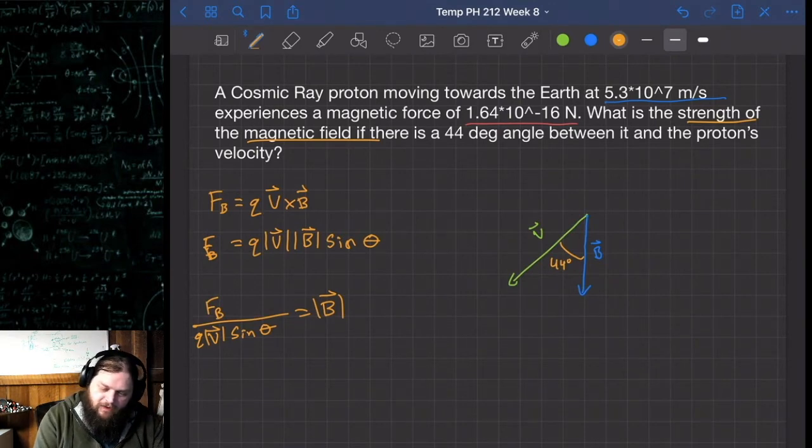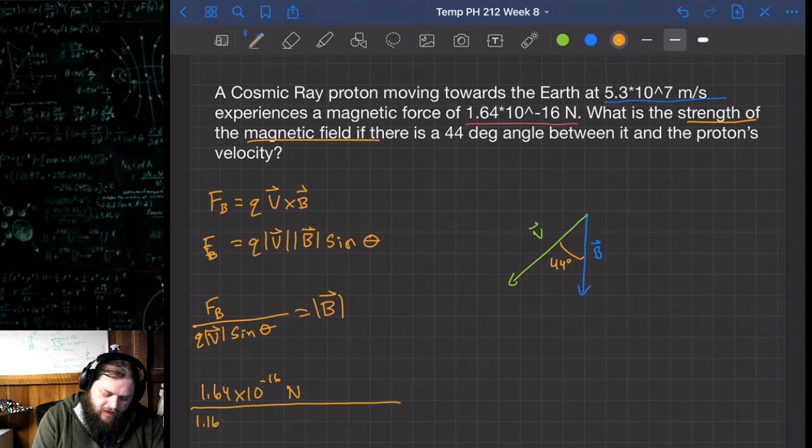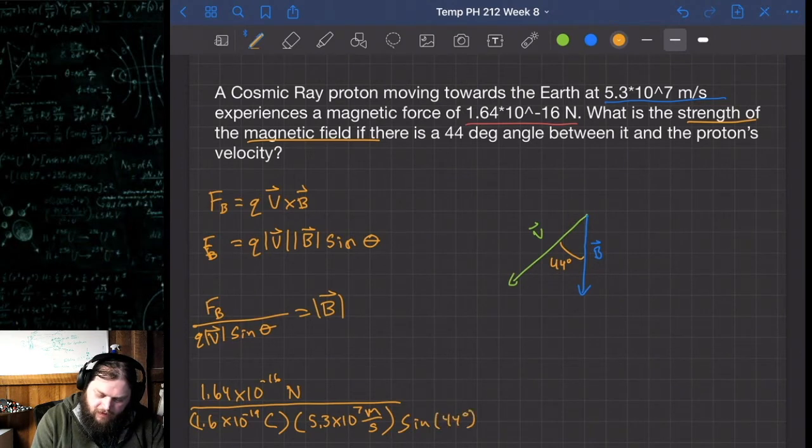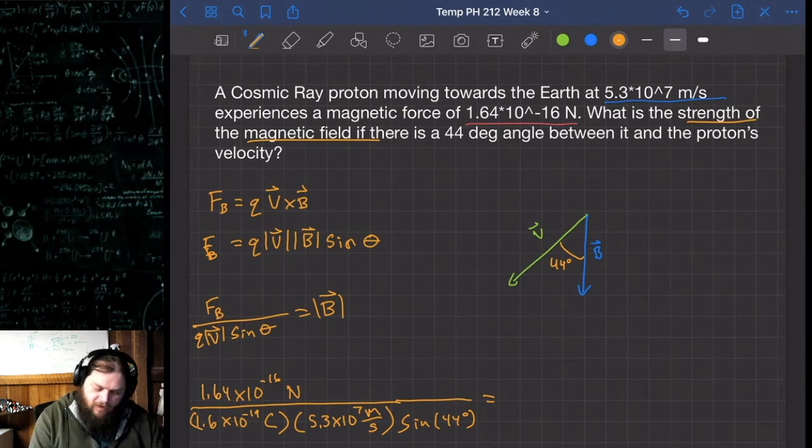Plugging our values in for that, we have 1.64 times 10 to the negative 16 newtons. We're going to divide that by 1.6 times 10 to the negative 19 coulombs, which is the charge of a proton. It's going to be positive because it's a proton. I'm going to multiply that by the velocity, 5.3 times 10 to the 7th meters per second, and then multiply that on the bottom again by sine of 44 degrees. If we plug all that into our calculator, we should be able to solve for the magnitude of the magnetic field. Let's take a look.